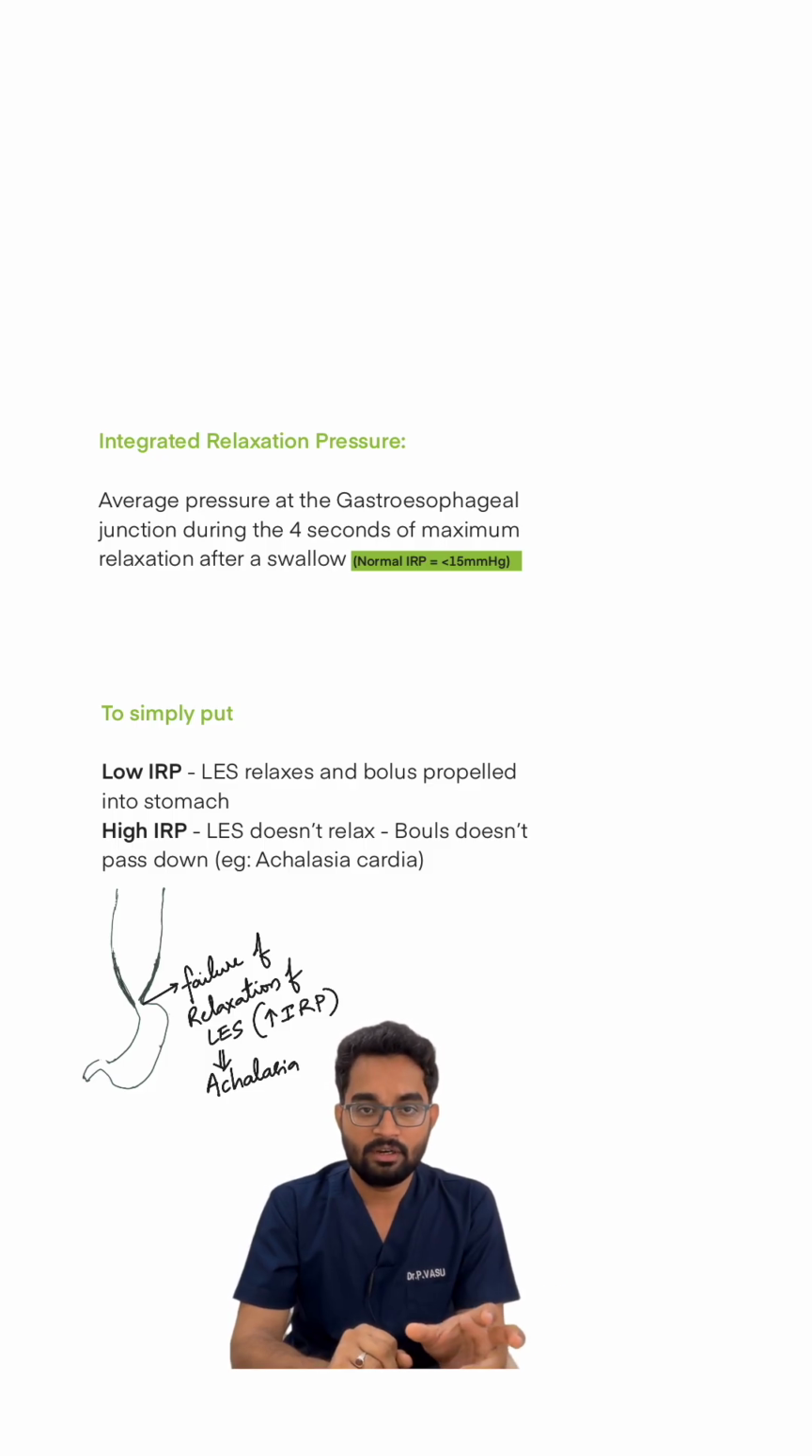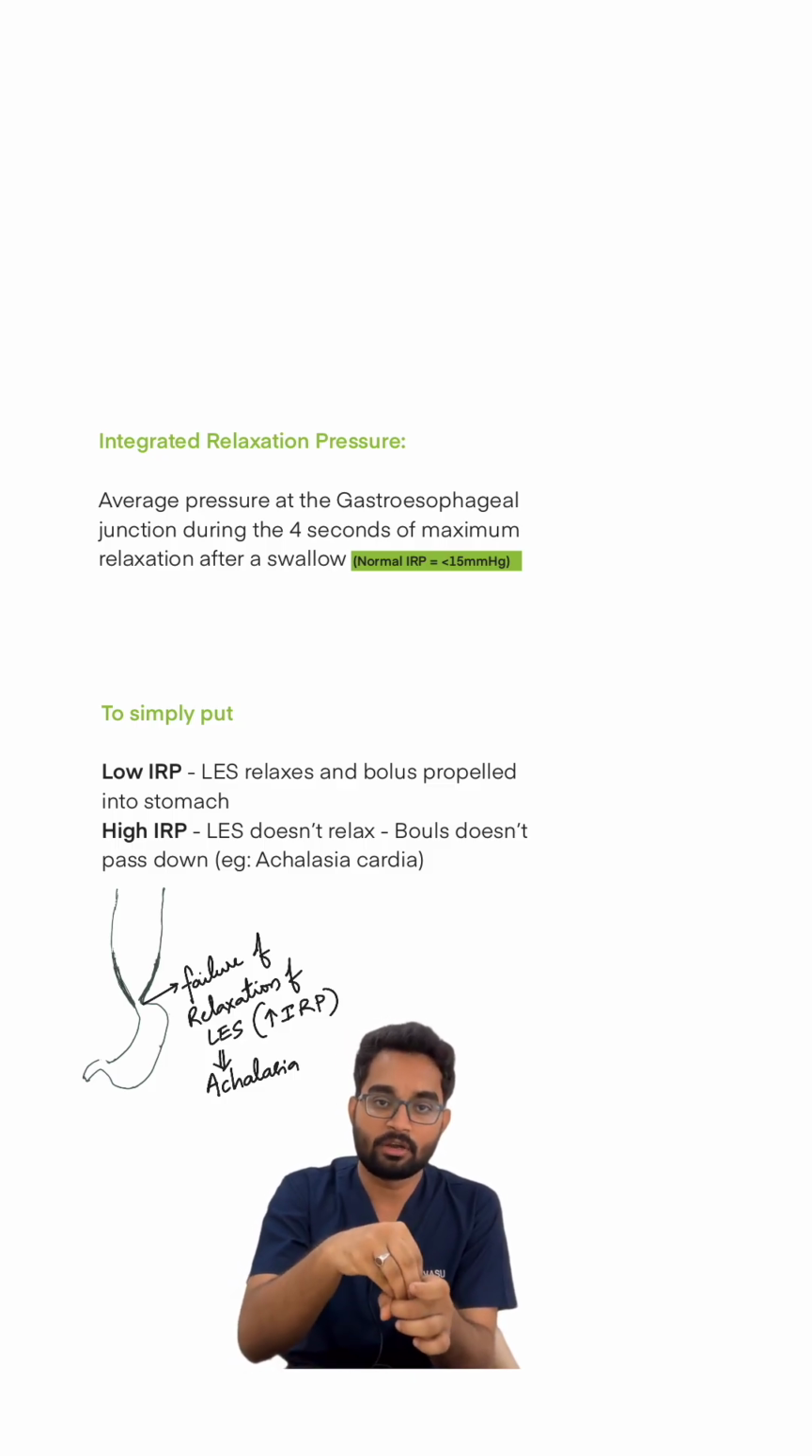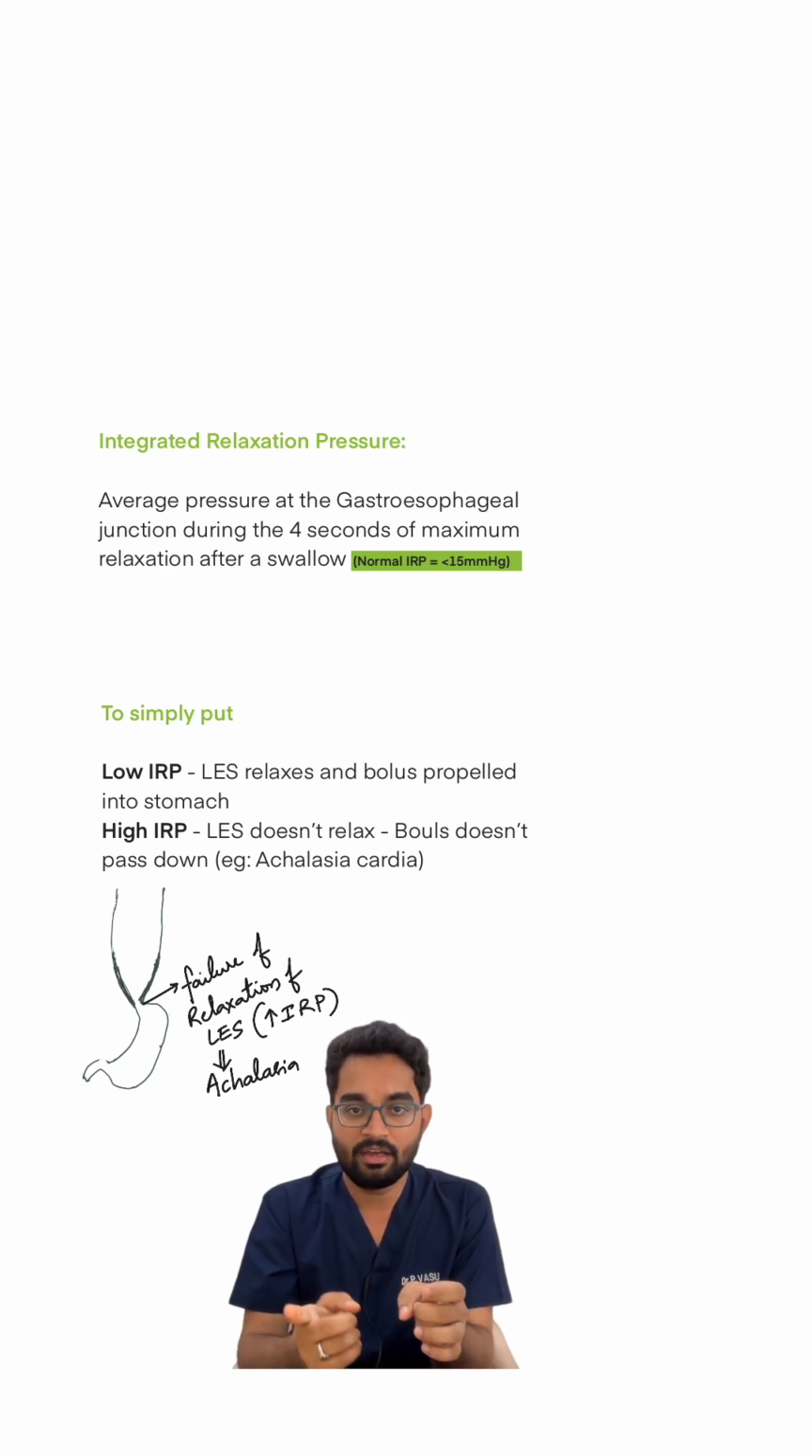To put it in a nutshell, if the integrated relaxation pressure is low, the bolus will be propelled into the stomach. If the integrated relaxation pressure is high, the sphincter is not relaxing, it means it is in a contracted state. The food is not entering into the stomach. The sphincter is not allowing the food to pass into the stomach. This is seen in achalasia cardia. The classical feature of achalasia cardia is high integrated relaxation pressure. That means the lower esophageal sphincter is not relaxing properly.